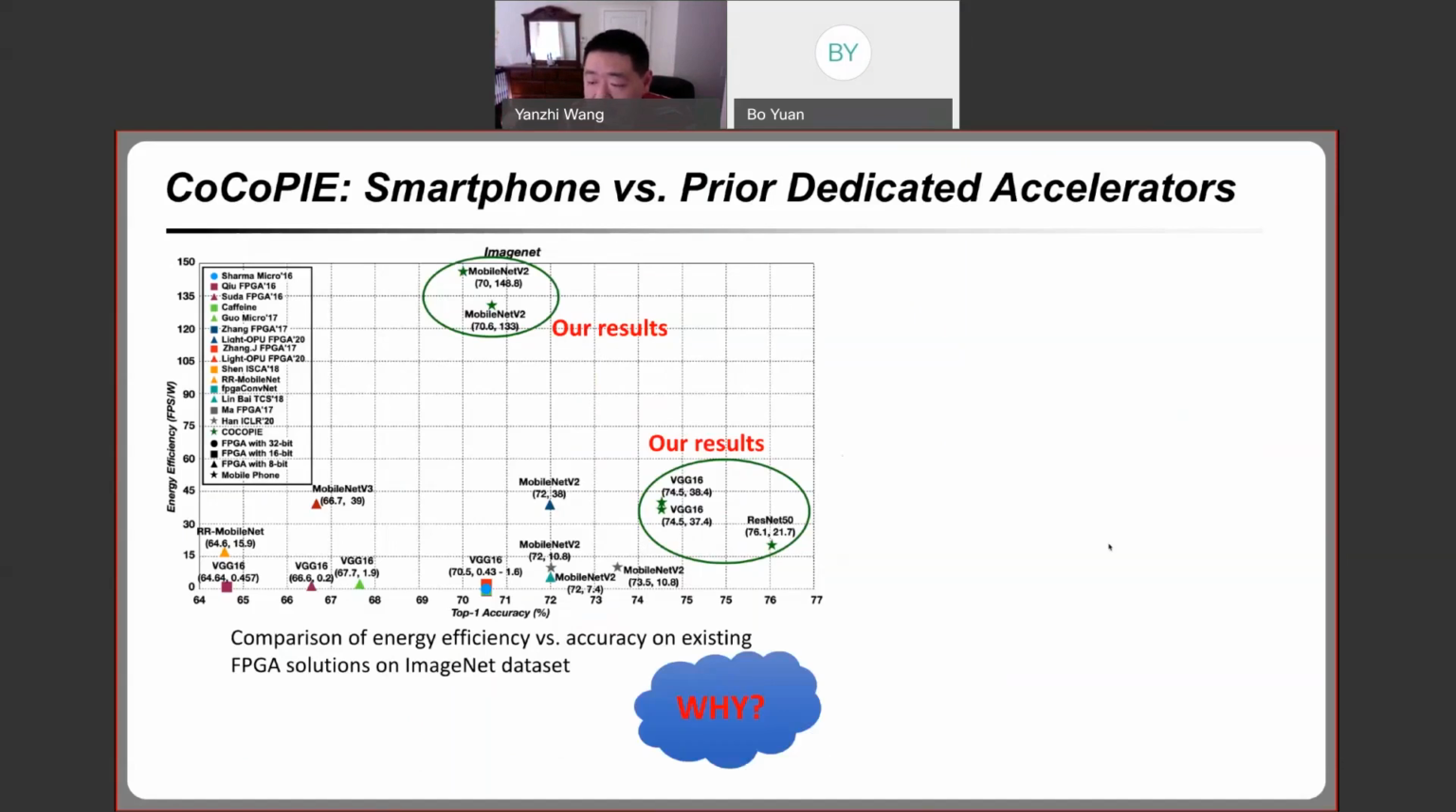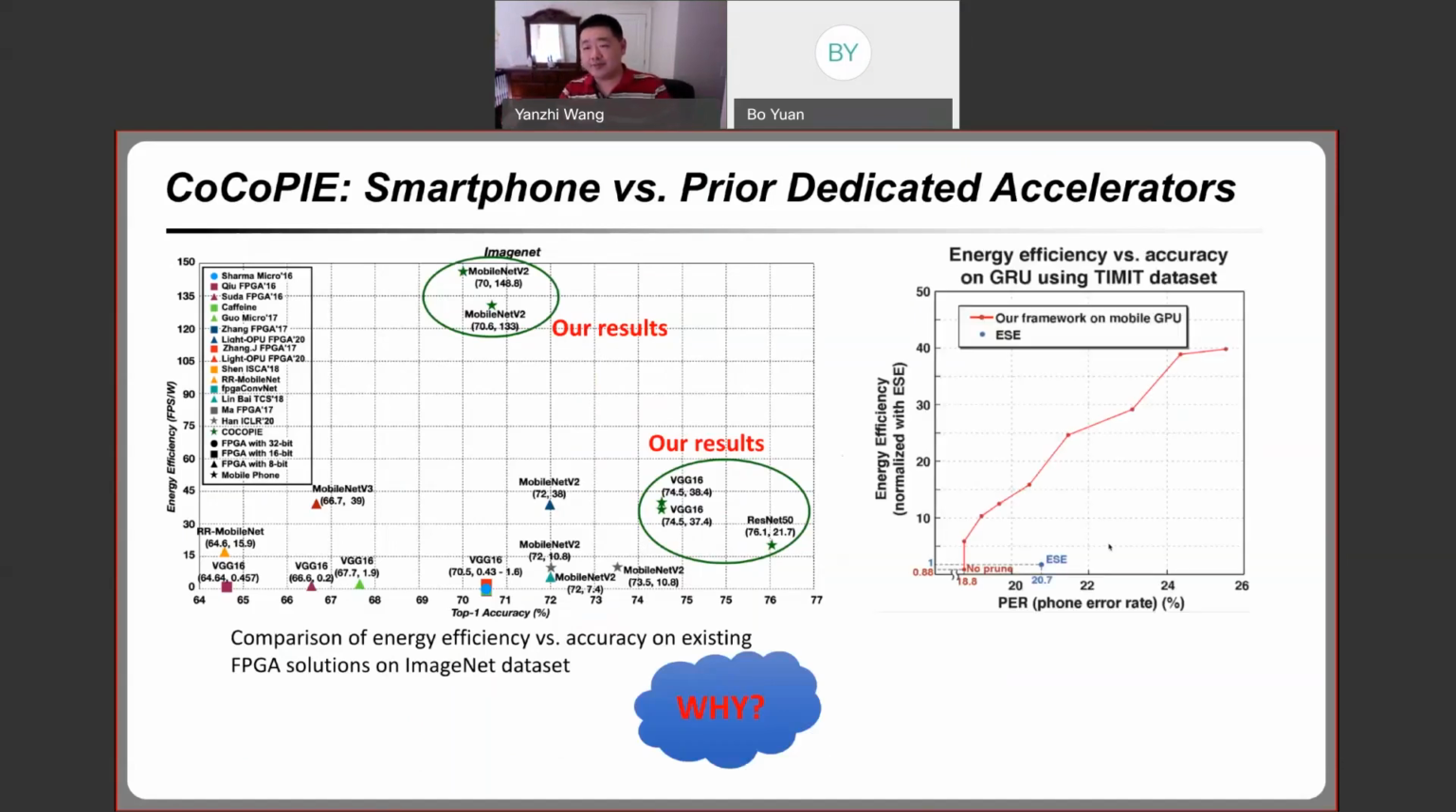So, but this is surprising. So what is the reason here? In last year's paper, we did a comparison in this way. The x-axis is the error rate, and the y-axis is the energy efficiency. We are starting from the same recurrent neural network. With pruning, of course, we can get tens of times energy efficiency compared with those FPGA works.